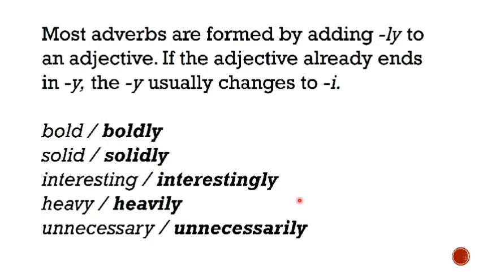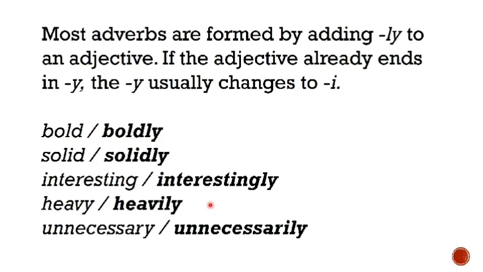Most adverbs are formed by adding the suffix ly to an adjective. If the adjective already ends in y, the letter y usually changes to i, then it will be added with ly. So here we have the word bold. When we add ly, it becomes boldly and it is already an adverb. Next we have solid, and added with ly, it is solidly. Next we have interesting. Then we add ly, it becomes interestingly.